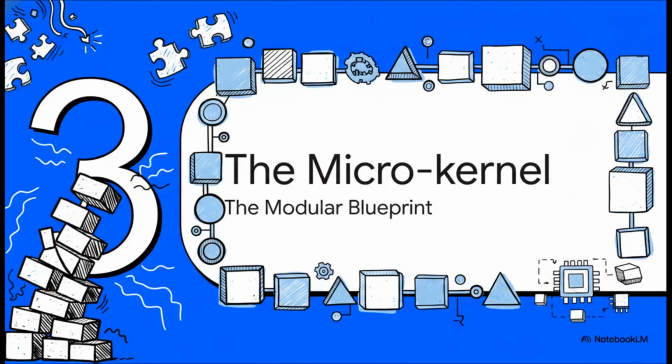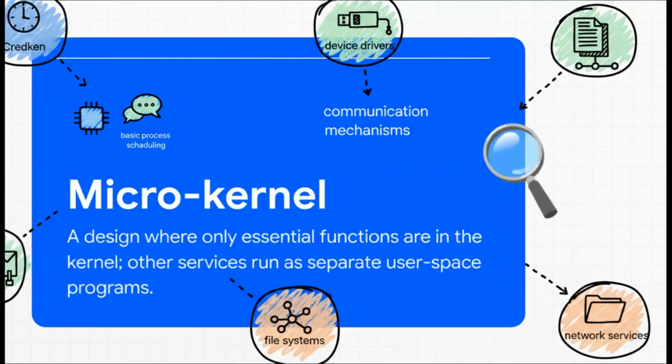Now, that inherent instability led a lot of designers to think, there's got to be a better way. And that led them to an entirely different philosophy, a more modular and minimalist approach called the microkernel. A microkernel takes the exact opposite approach. It strips the kernel down to the absolute bare essentials. Basically, just a way for programs to talk to each other and some very basic scheduling.